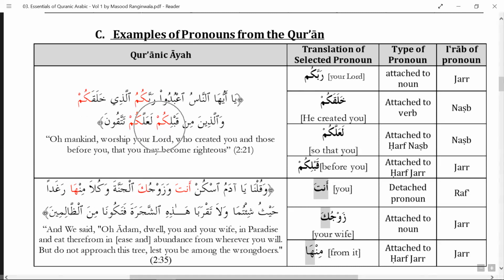Qabalikum. Qabalikum is before you. Qabl is a harf jar. Kum is attached at the end of it, so it makes it jar. Qabl is a harf jar, it will make the ism after it jar. So kum is jar here. La'alla. La'alla is a harf of nasb, and kum is attached at the end of it, so it will become nasb.